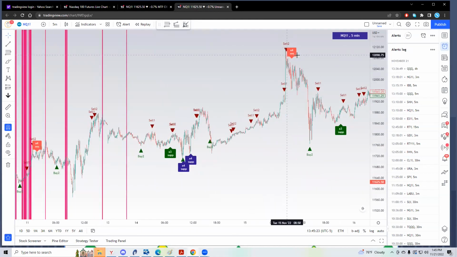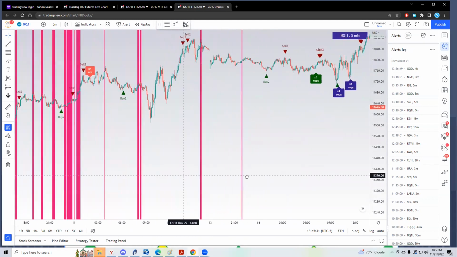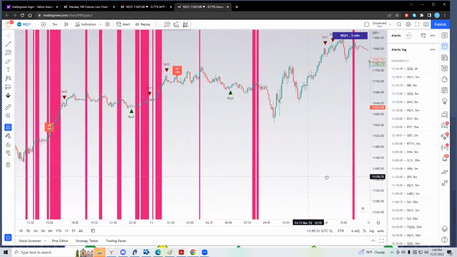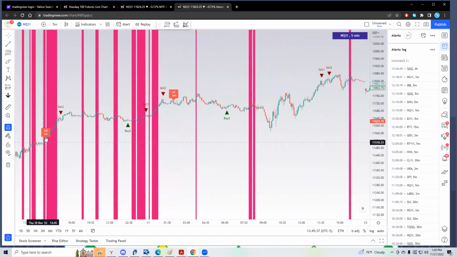Sometimes we are lucky, you see, to get one clean topping signal. And sometimes we get a string of topping signals and price keeps pushing higher. That tells you that smaller cycles reach their tops, but there must be a cycle of a higher degree, because here we deal with the 5-minute time frame.